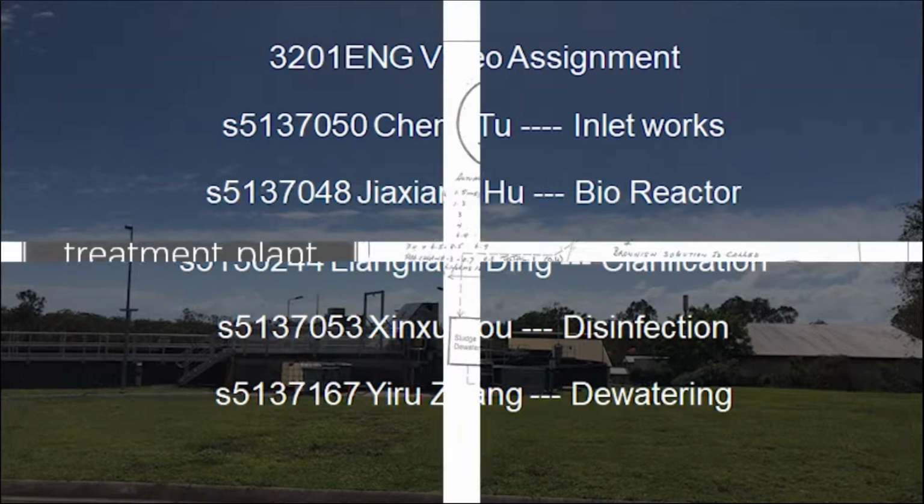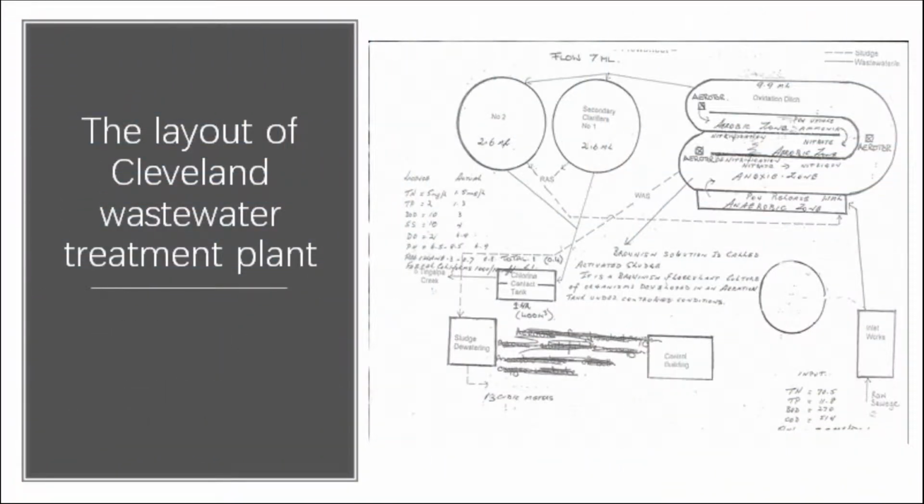My teammates Yiru, Liangliang, Xinxu, Jiaxiang, and I will introduce the sewage treatment process of Cleveland wastewater treatment plant. From the first picture, we can see that the whole sewage treatment plant is divided into 5 areas: inlet work system, bioreactor, clarification, disinfection, and dewatering.